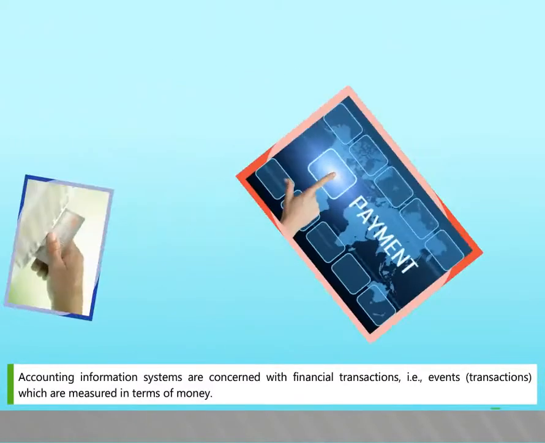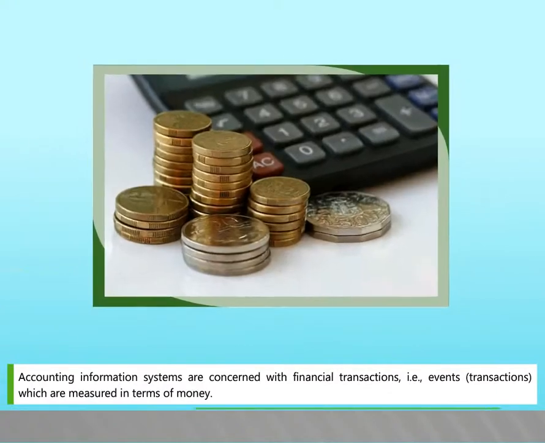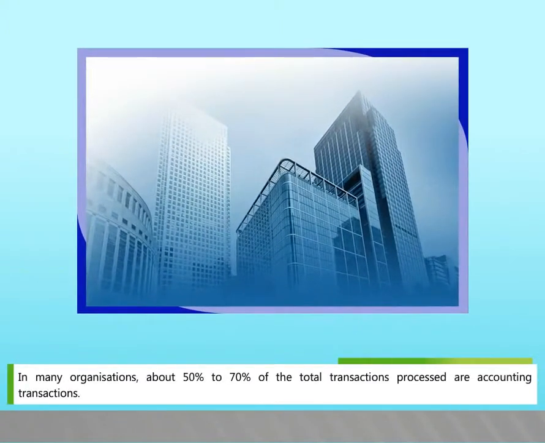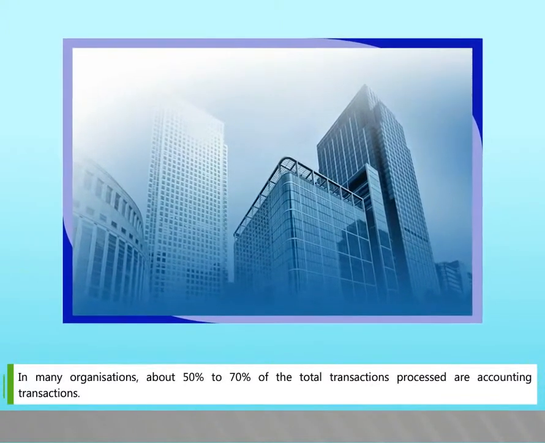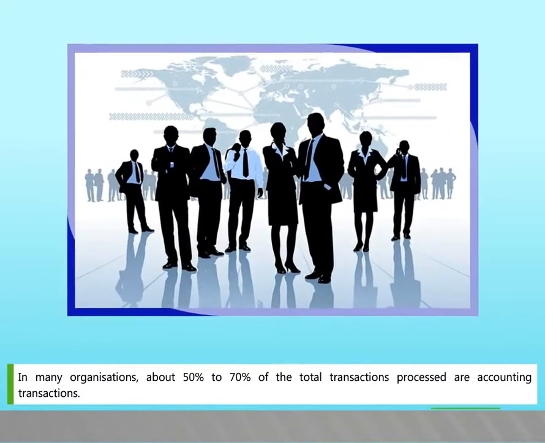Accounting information systems are concerned with financial transactions, that is, events, that is, transactions which are measured in terms of money. In many organizations, about 50% to 70% of the total transactions processed are accounting transactions.